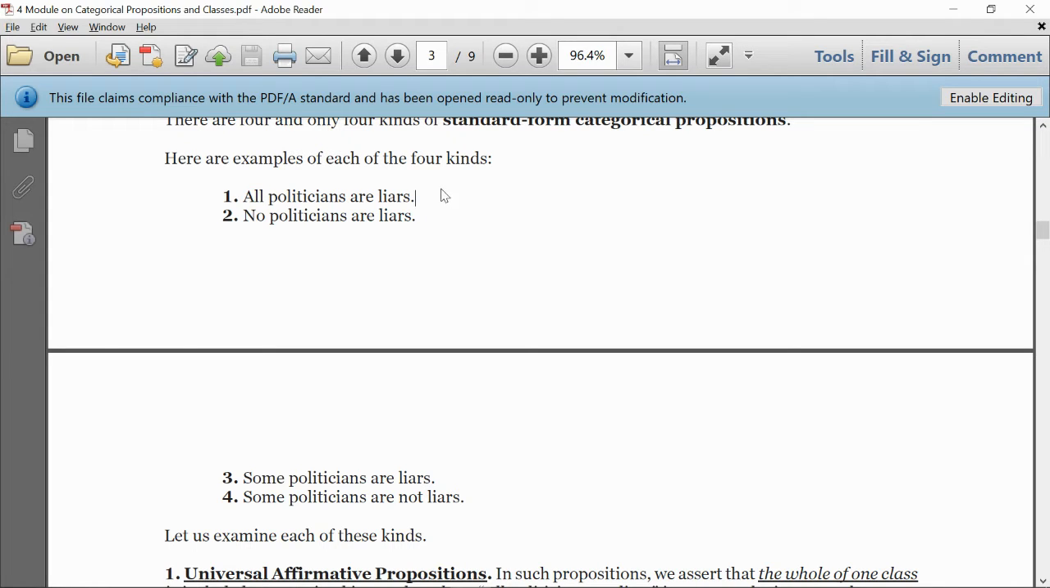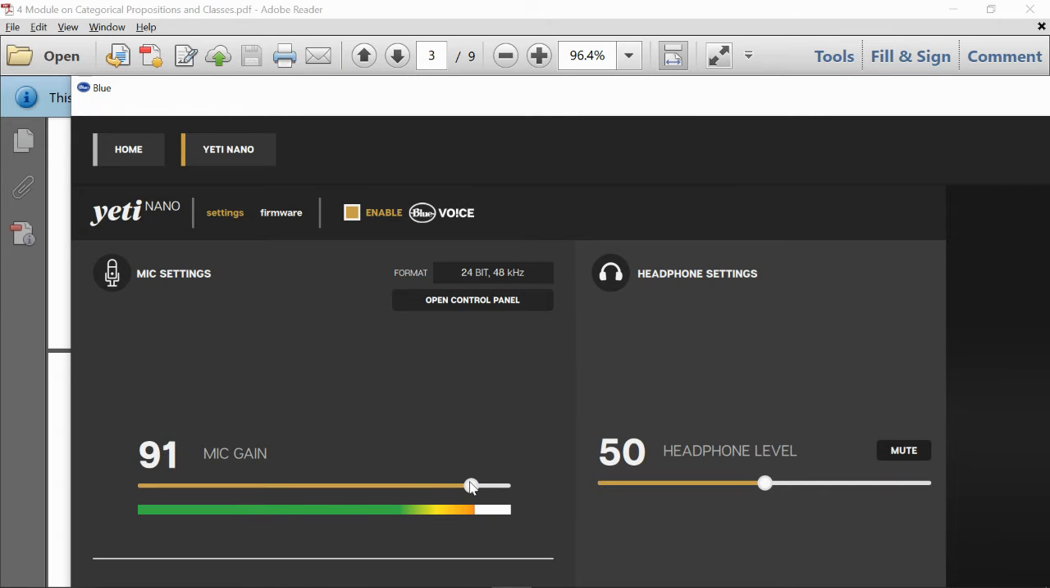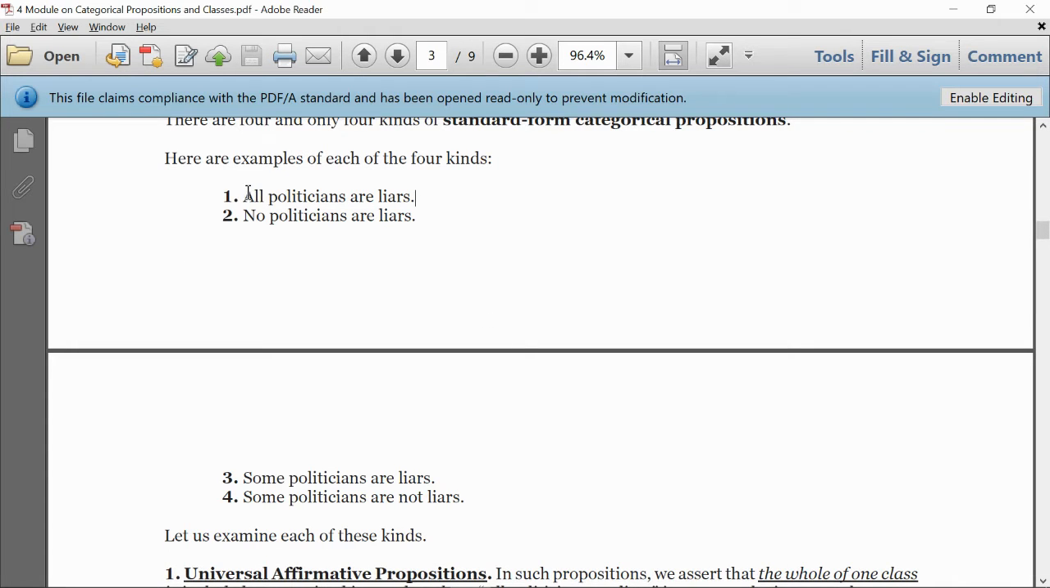One way to know whether the distribution is on the subject term or in the predicate term is to ask a question. For example, in the first proposition, the A proposition, you have to ask: are all the liars politicians? If no, then the distribution would be on the subject term only.